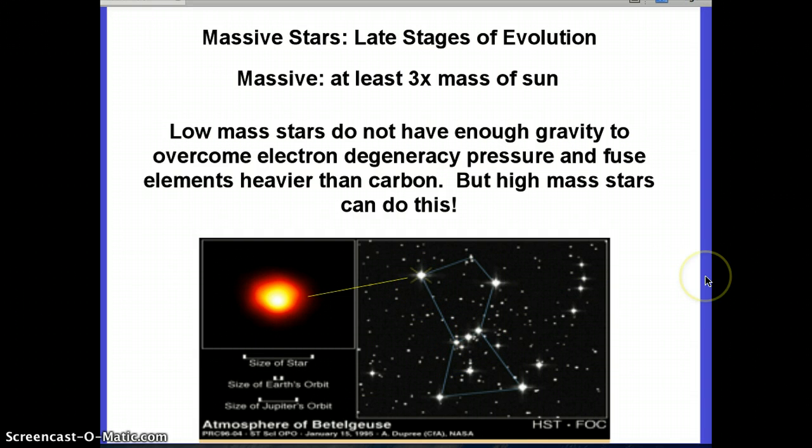That's Betelgeuse. Now, we remember that low mass stars, when they fuse everything up to carbon, the electron degeneracy pressure prevents the core from collapsing any further. And so there's not enough gravity to collapse the core enough to make it hot and dense enough to fuse carbon into heavier elements. But high mass stars have more gravity, and they can do this.